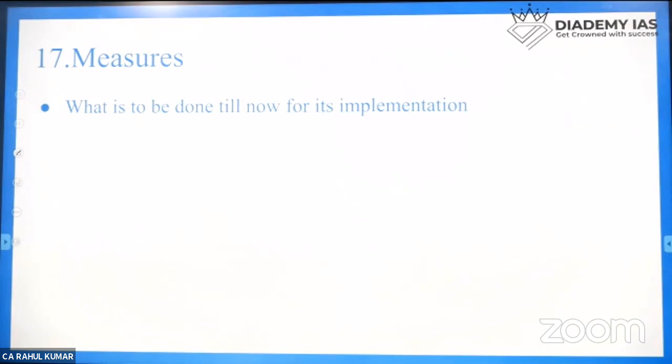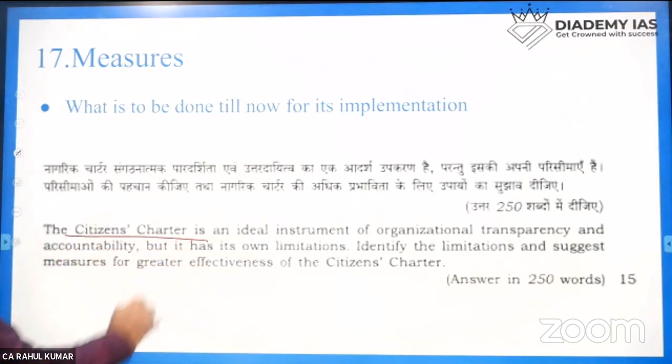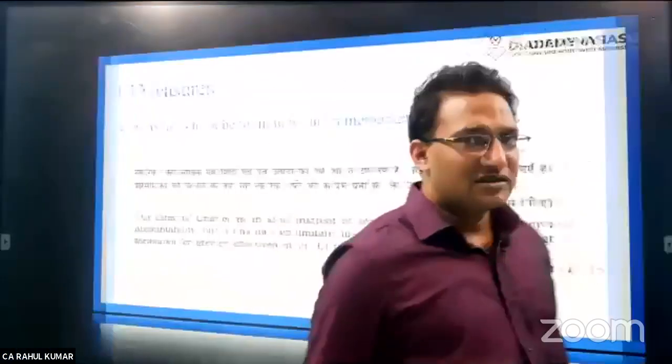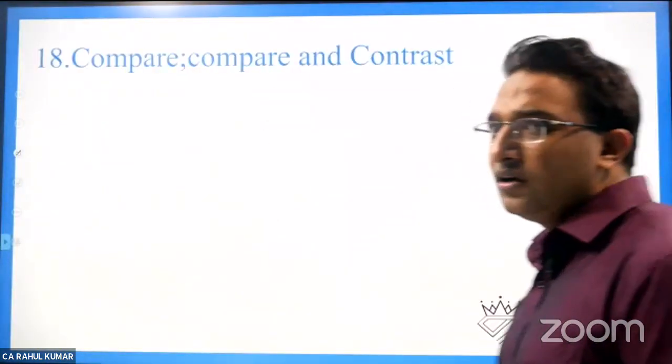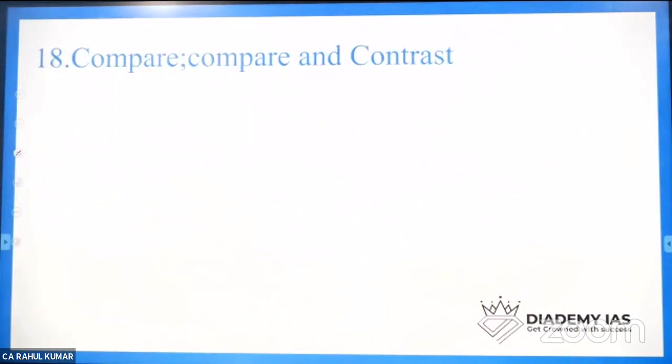What is to be done for the implementation of any policy? For example, the question is about the Citizen's Charter: measures to be taken for effectiveness of the Citizen's Charter. Suggest the measures. Again, these are the steps required to be taken for successful implementation of a policy. Then compare, contrast, or compare and contrast.